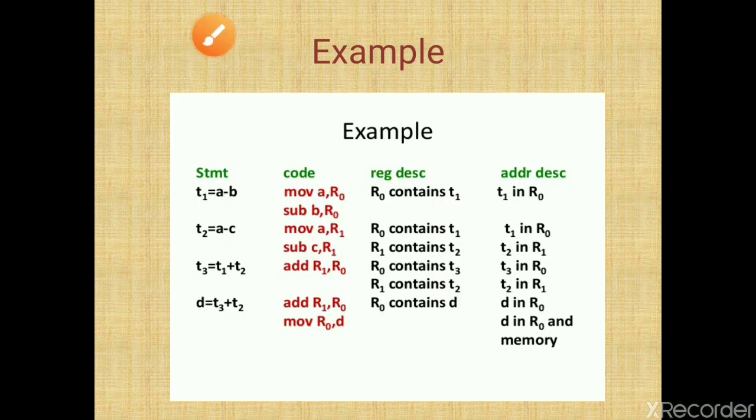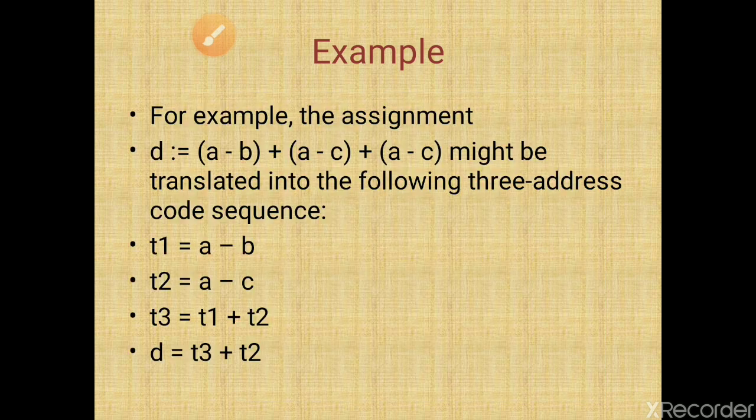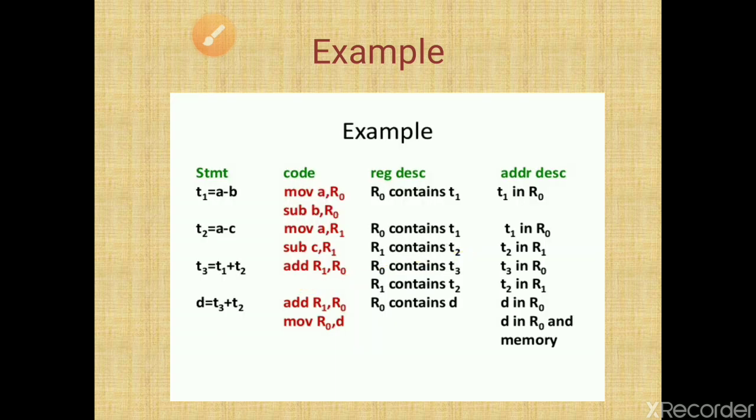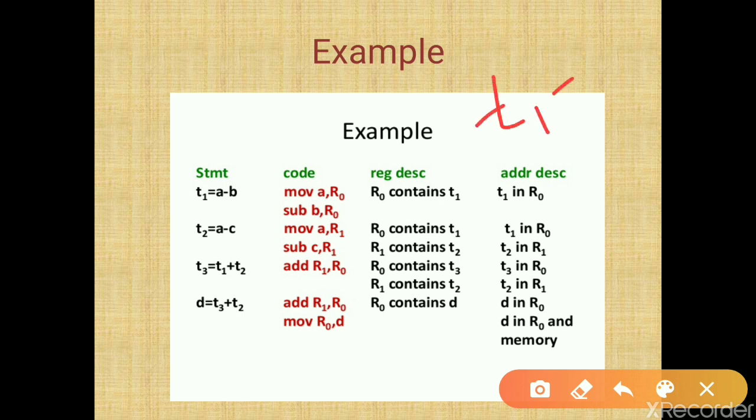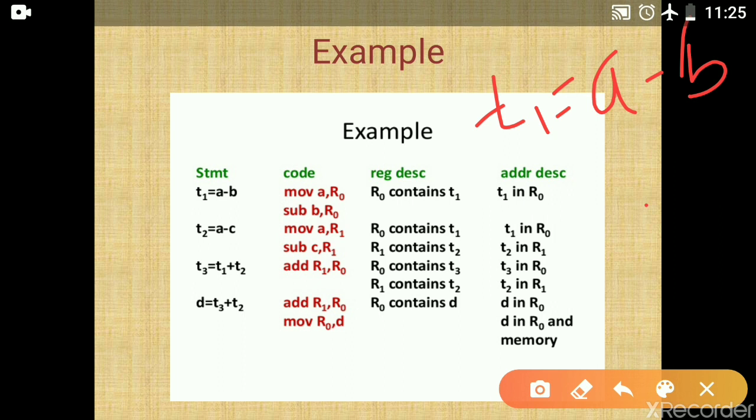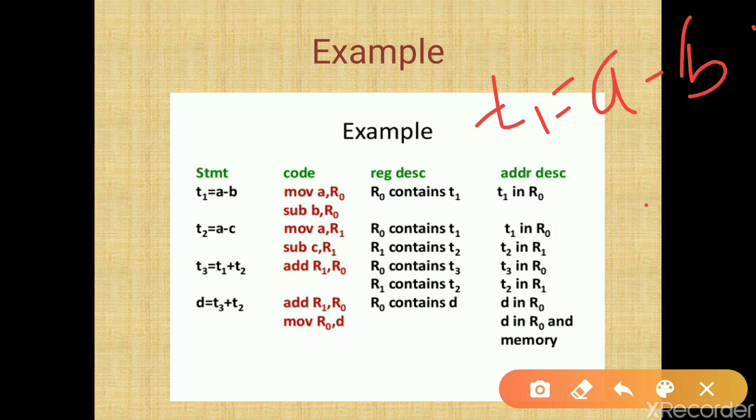Now the same thing we will see like this. So what is our first statement? T1 is equal to a minus b. So this is the first statement. T1 is equal to a minus b. So what are the operations that we have to perform here? First is T1 is equal to a minus b.